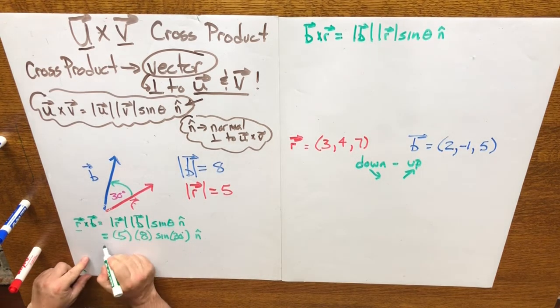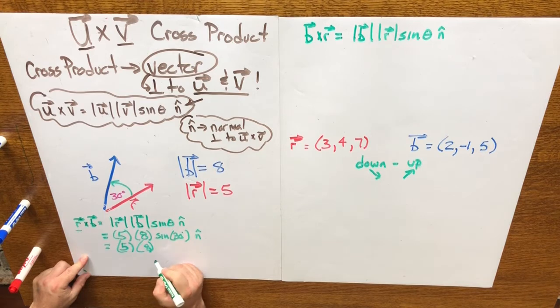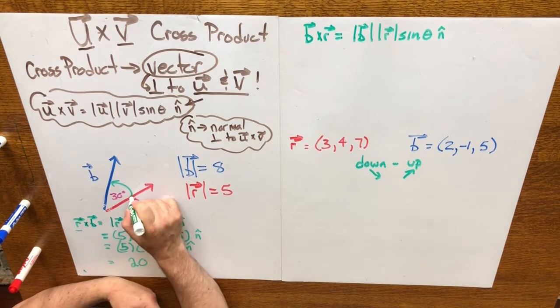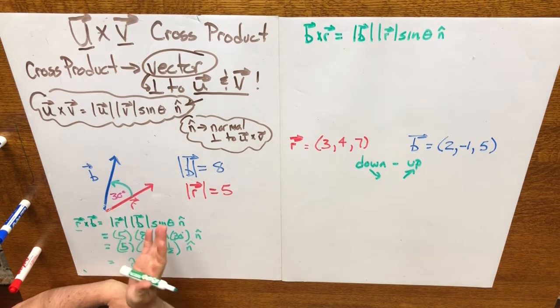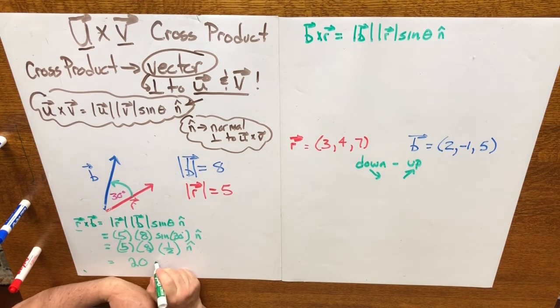So when I do the math with this one, this is as easy as it is. 5 times 8 times the sine of 30 degrees, which is 1/2. And so we've got 40 times 1/2 is 20. And then we just need to simply say the direction. Because we're doing r cross b, starting at r and going in this direction towards b, that means the result, lefty-loosey, turning counterclockwise, is coming out of the page.